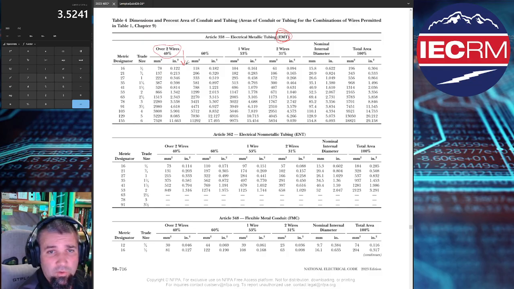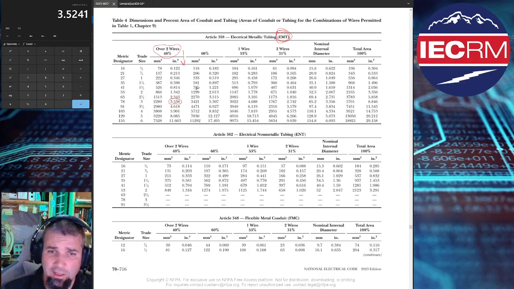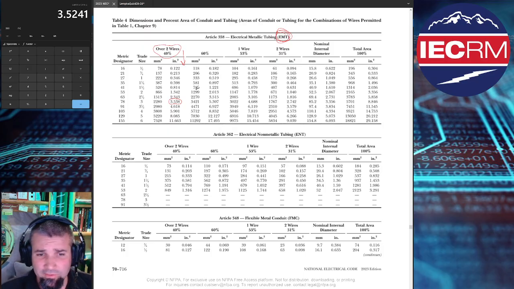And I need to find a wire that is good for 3.5241. So I will cruise down my list, and it looks like I'm going to make it right here, just barely, in that number 3. Now, realistically in the field, I might upsize this because that's going to be a horrible pull. I'm glad I'm not involved in it. You're going to need a lot of lube. This is when you get the 5-gallon buckets of lube out.